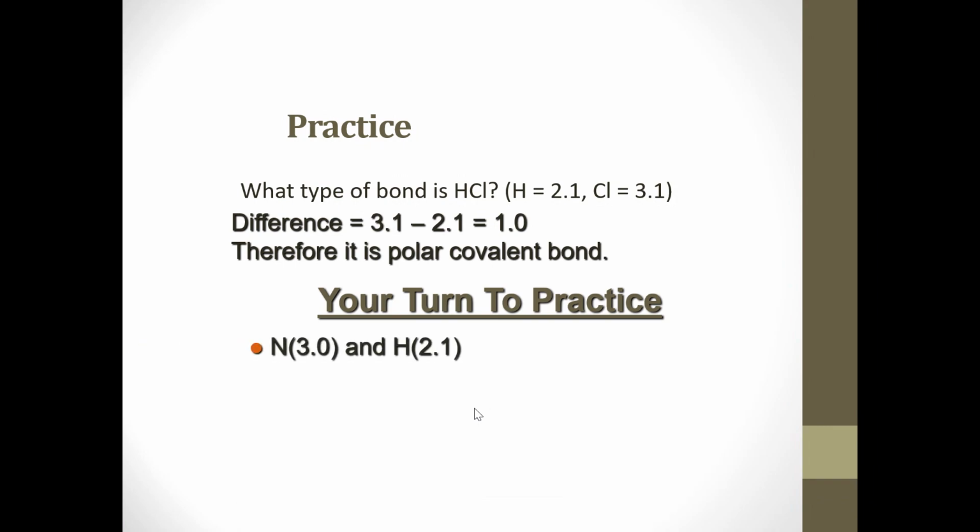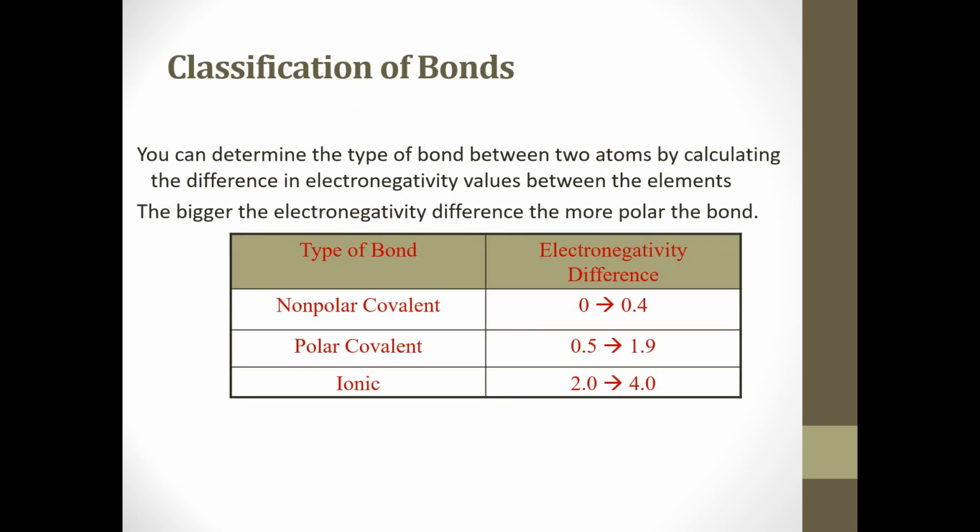Now our turn. If I look at nitrogen and hydrogen, an atom of nitrogen bonds with an atom of hydrogen, would that be an ionic bond, a covalent bond, or maybe polar covalent? The difference is 0.9. Go back to that chart. 0.9 falls into polar covalent territory. So that means that bond would be a polar covalent bond.